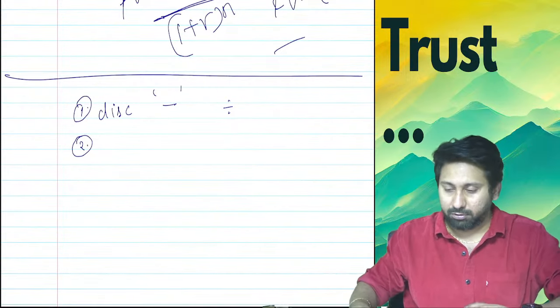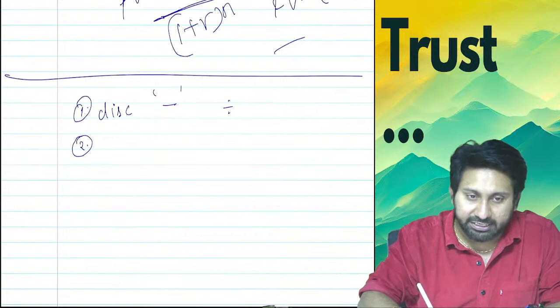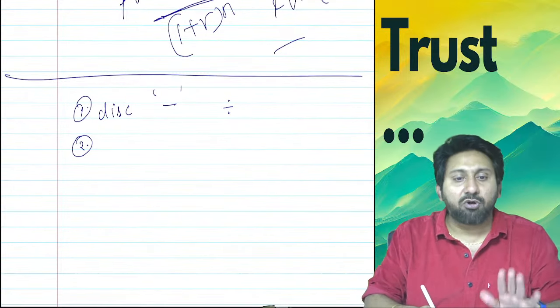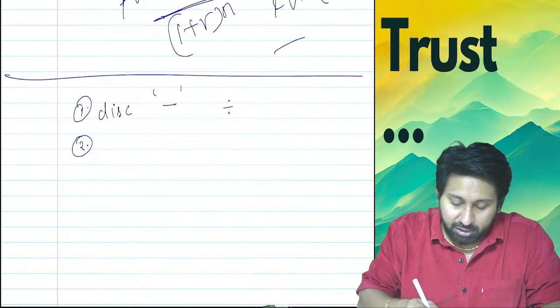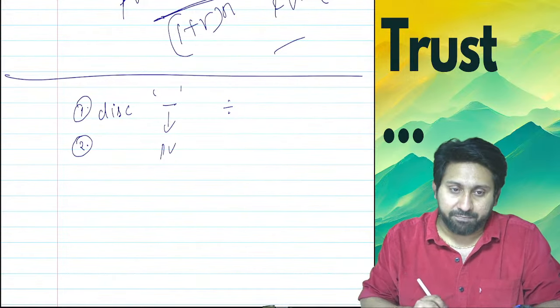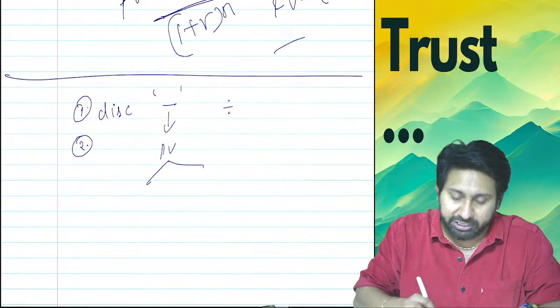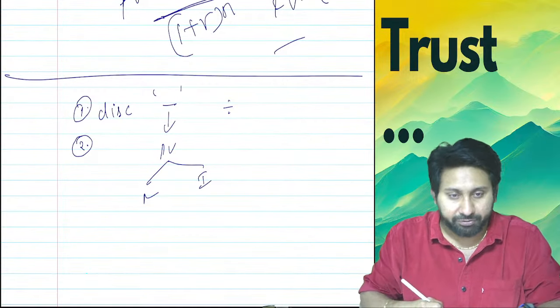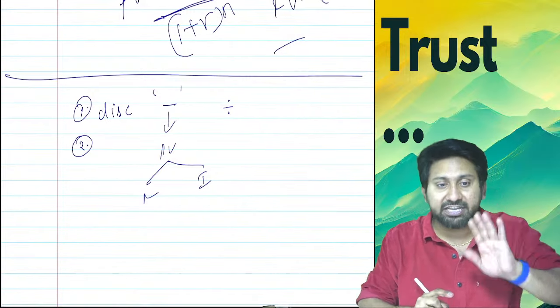Number two. Discounting we have done. Second one: discounting means we have to deduct, deduct with a PV factor. PV factor is made out of two things. One is the risk element. One is the inflation element.